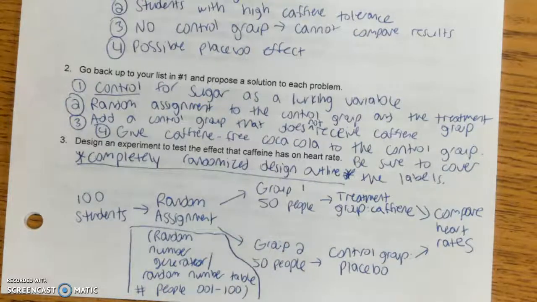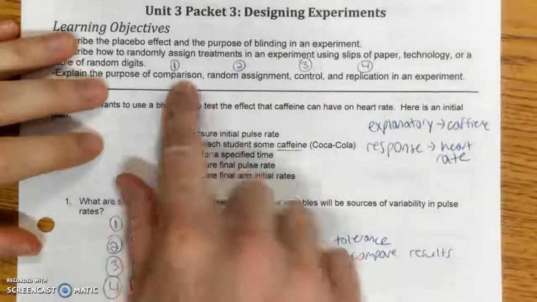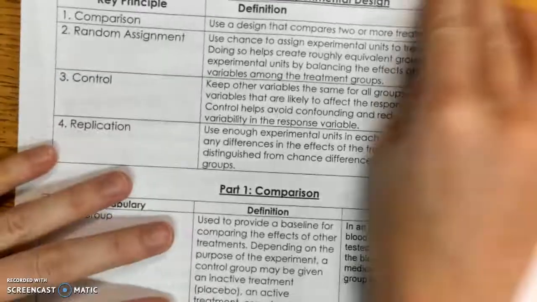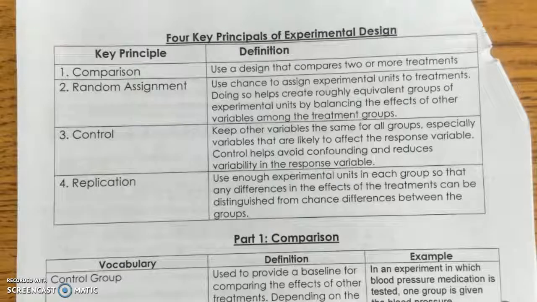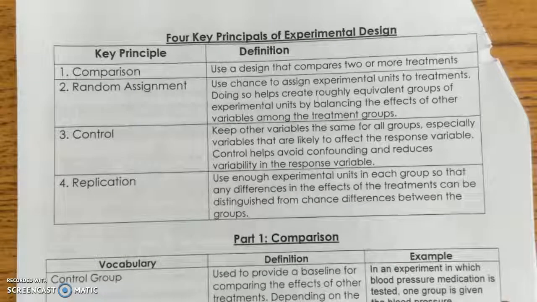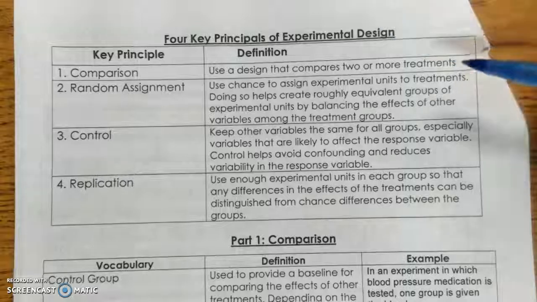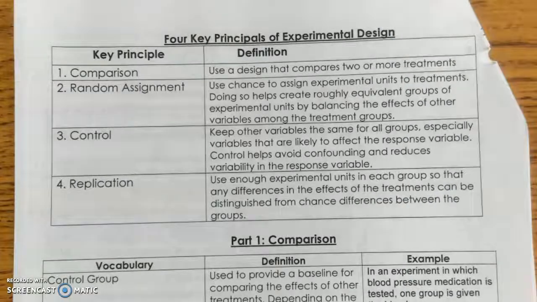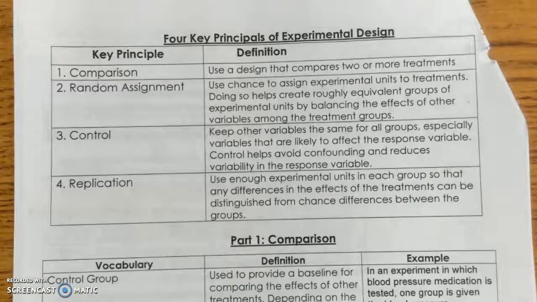All right, so let's actually start talking about the 4 main components, and I'm pointing at something you can't even see, the 4 main components of an experiment. So turn the page over. All right, so number 1, comparison. You have to use a design that compares 2 or more treatments, and one of those treatments could be a control group, right? You could have more than one treatment to compare against a control group. So you're going to use a design that actually compares, or else you have no idea if the explanatory variable had an effect or not, right? It could be due to another variable like sugar in our caffeine example.